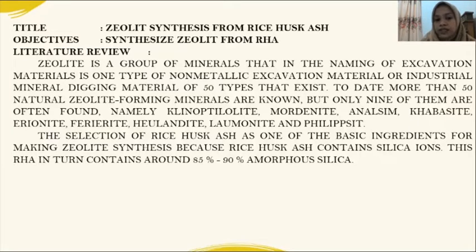The selection of rice husk as one of the basic ingredients for making zeolite synthesis is because rice husk contains silica ions. This RHA in turn contains around 85% to 90% amorphous silica.